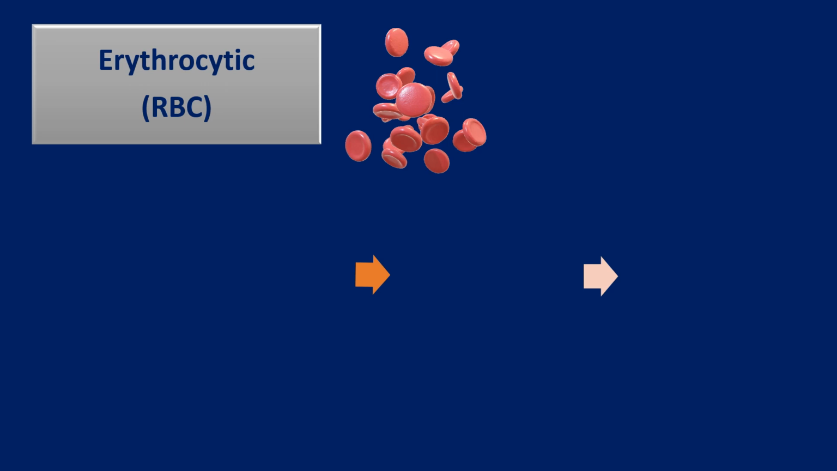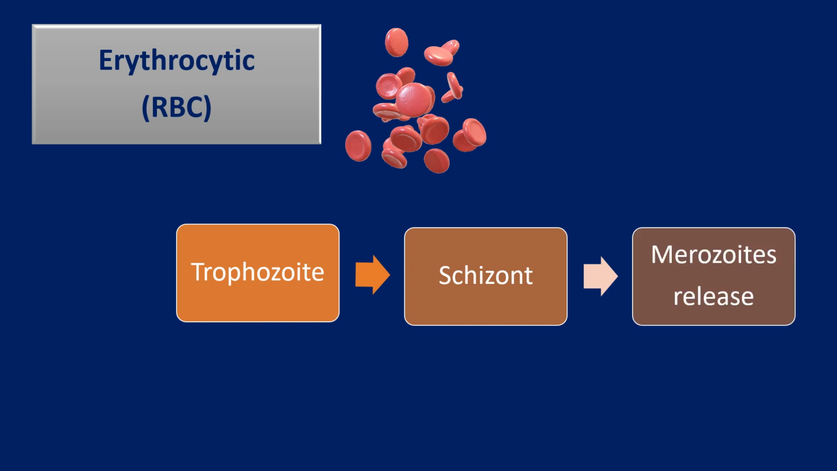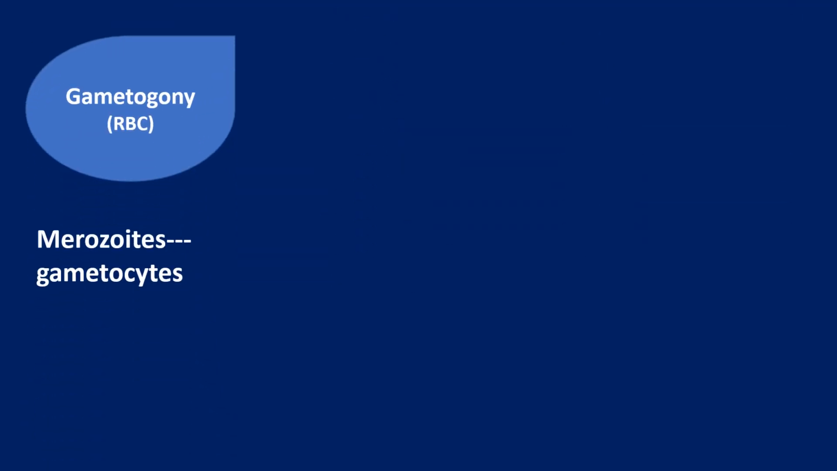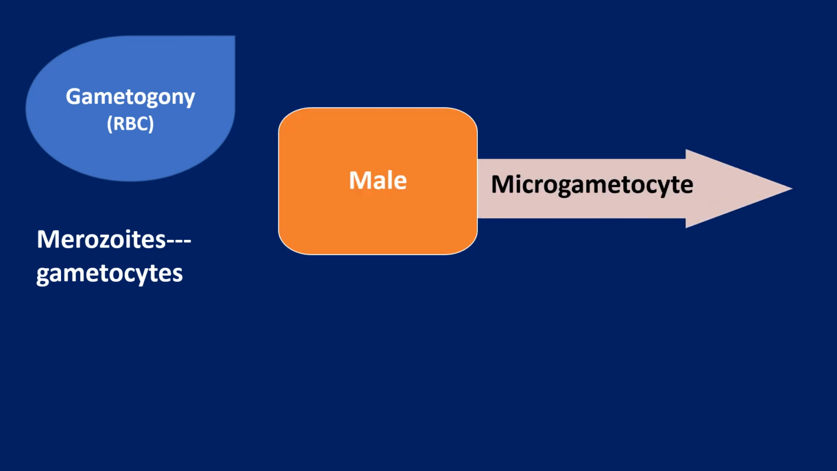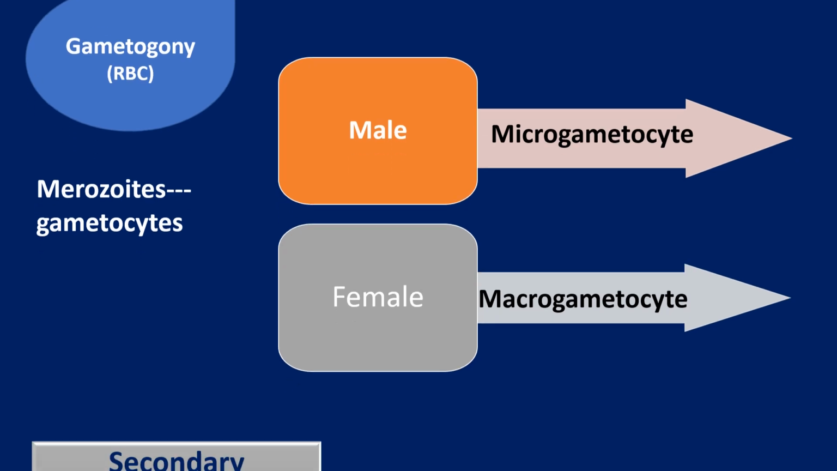Next phase is the erythrocytic zygony phase. In this, the merozoites infect the RBCs. They develop into trophozoites, then zygonts, and release merozoites. Following erythrocytic zygony occurs gametogony. After a few cycles of erythrocytic zygony, some merozoites in the RBCs develop into male and female gametocytes, known as microgametocytes and macrogametocytes respectively. The cycle continues when a female Anopheles mosquito feeds on an infected human.